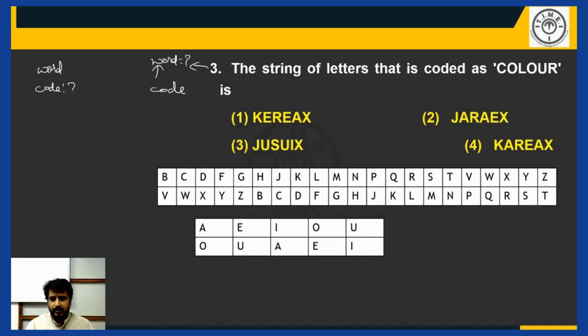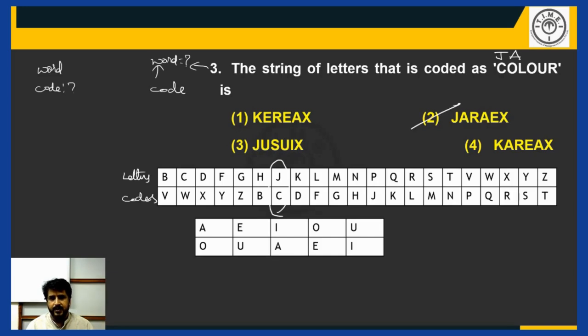So these are letters and these are codes. So we need to find it in a reverse approach. Color. C is coded to which letter? J. So your answer starts with J. C is coded to J. Right. Now what is next? O. Which is coded as O? A. So your answer must start with J A.